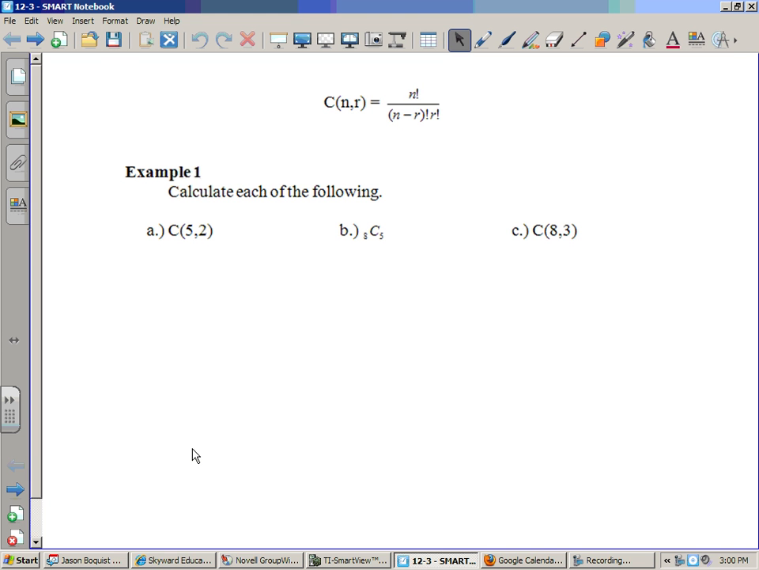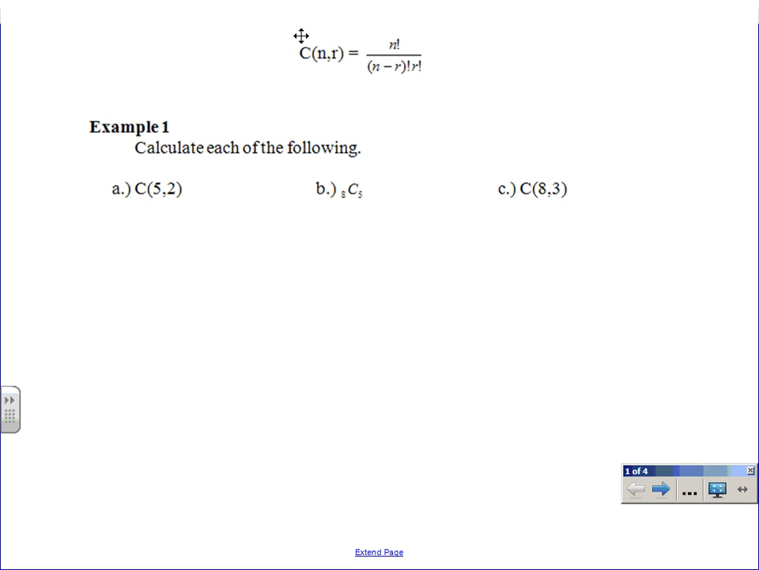So combinations. First we'll talk about what they mean. As it says at the top of your notes, in permutations, if I switch two objects around, is that a different arrangement? Yeah, it's a different arrangement. When you do a combination, I'm not arranging things, I'm combining them.